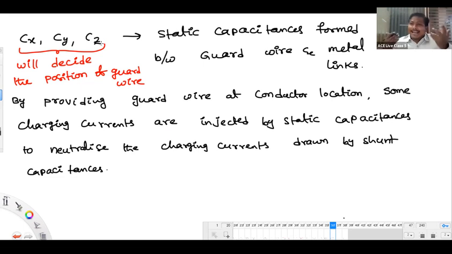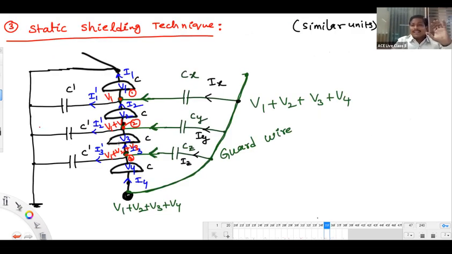How? Again, by application of KCL at each and every node. So a total of 3 nodes you have. Node 1 KCL you take, node 2 KCL, node 3 KCL, and we'll try to get the capacitances Cx, Cy, Cz. Based on those values, we have to decide the position of the guard wire in the string. Okay, right. What is KCL at node 1?